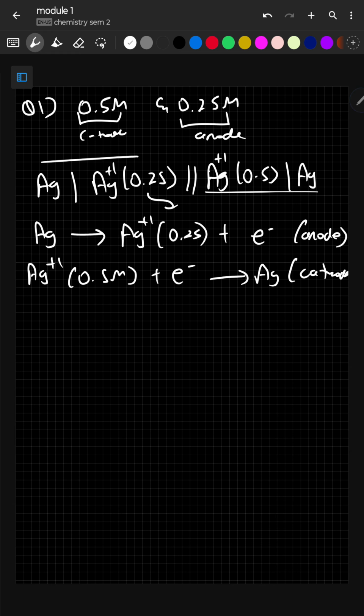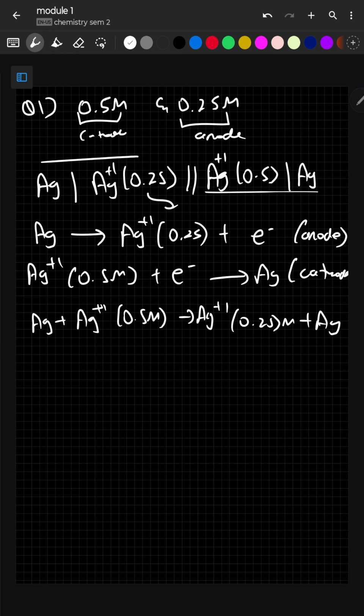Okay, so the overall reaction will be what? Ag+ 0.5 molar is going to give us Ag+ 0.25 molar plus Ag.